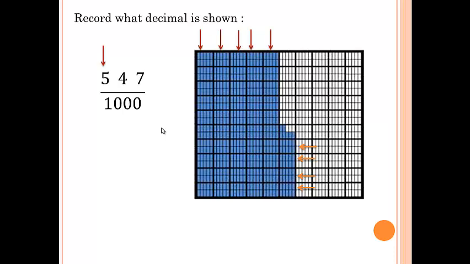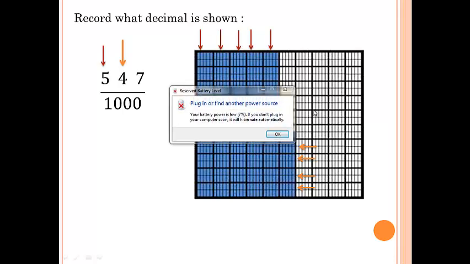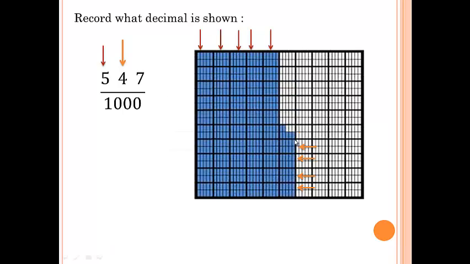1, 2, 3, 4. 4 squares. 4 tenths. 7 ones. Small squares. Count 1, 2, 3, 4, 5, 6, 7. So my number is 547 out of 1000. When you write it with a decimal, 0.547.